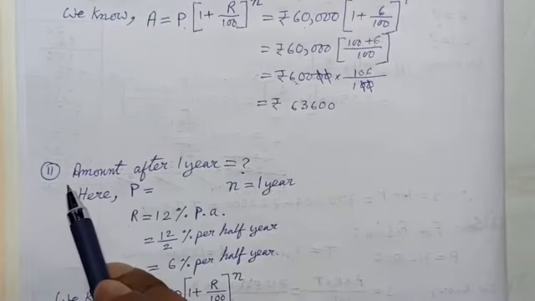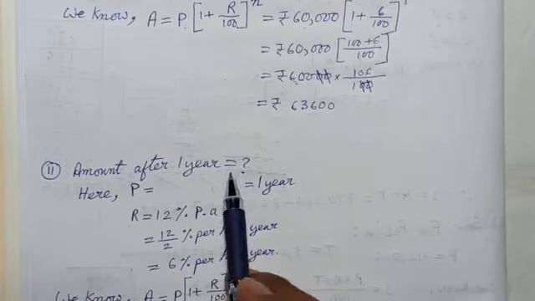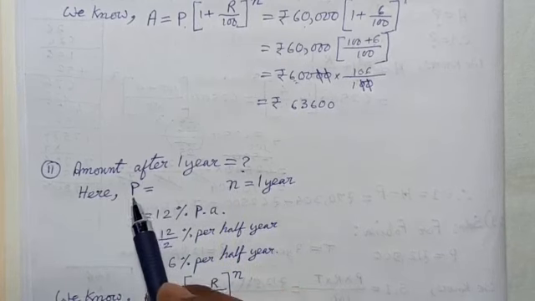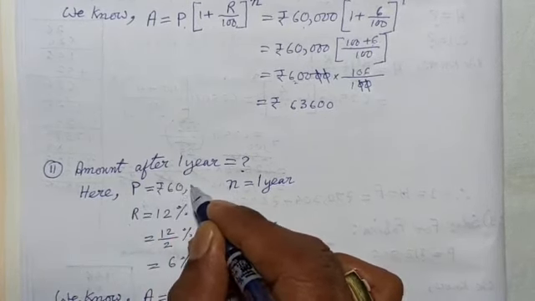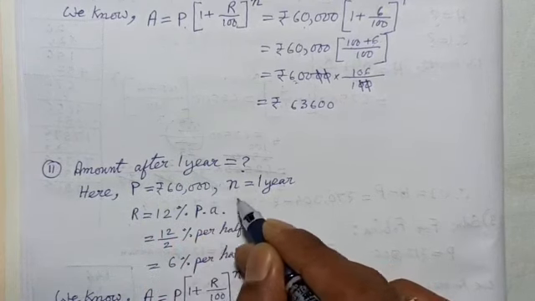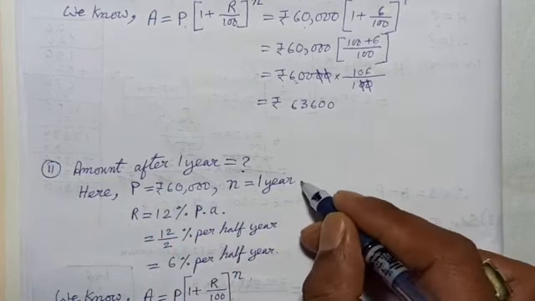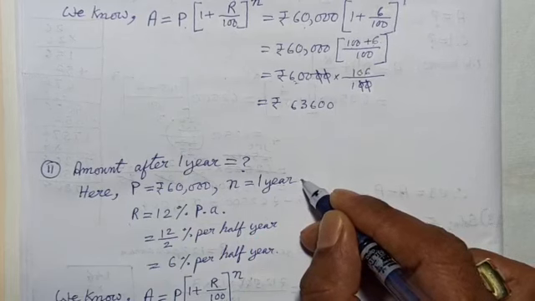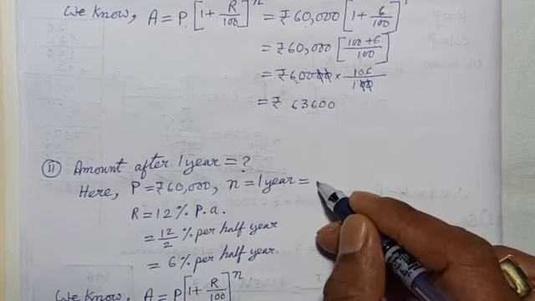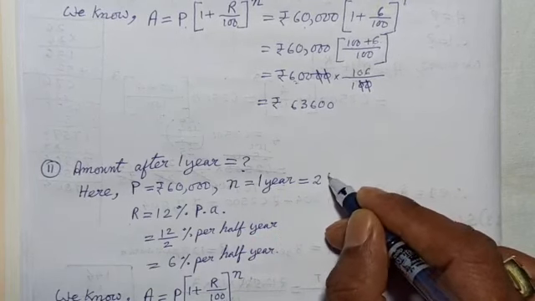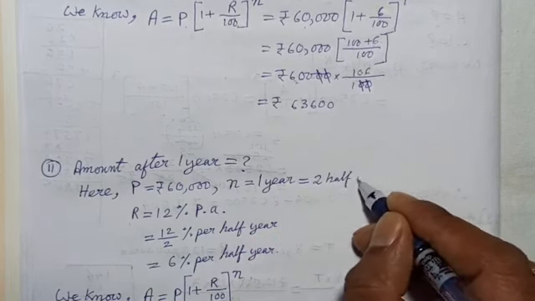In Roman number 2, we have to find out the amount after 1 year. Here, principal P is given as rupees 60,000, and N is given as 1 year. Since interest is compounded half yearly, this 1 year we have to convert into half years. In 1 year there are 2 half years, so 2 half years we are getting.